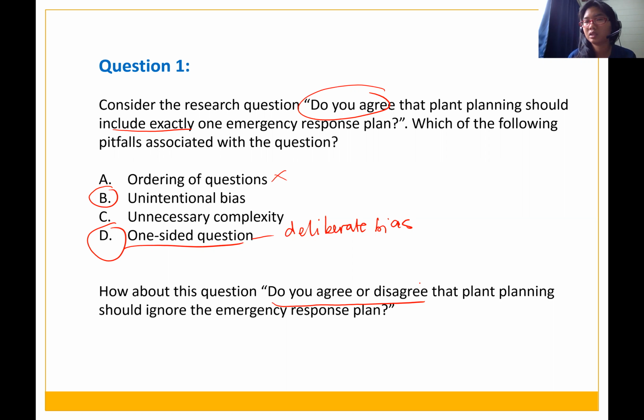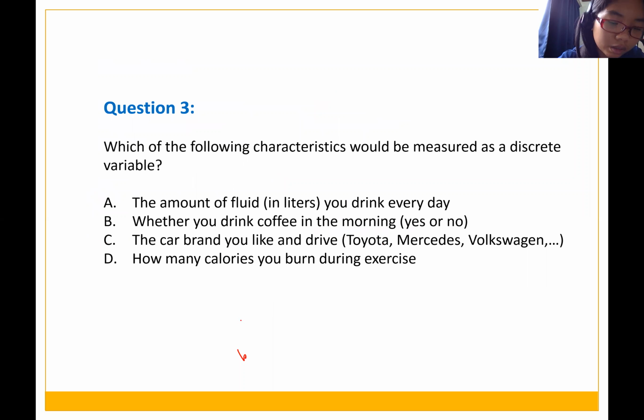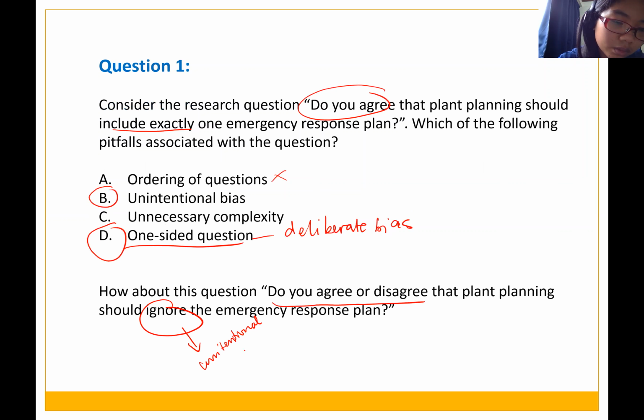The first thing that comes to your mind is, why would we ignore it? That's where you have the unintentional bias coming out. So this is unintentional bias. Very bad handwriting. Okay, yeah.